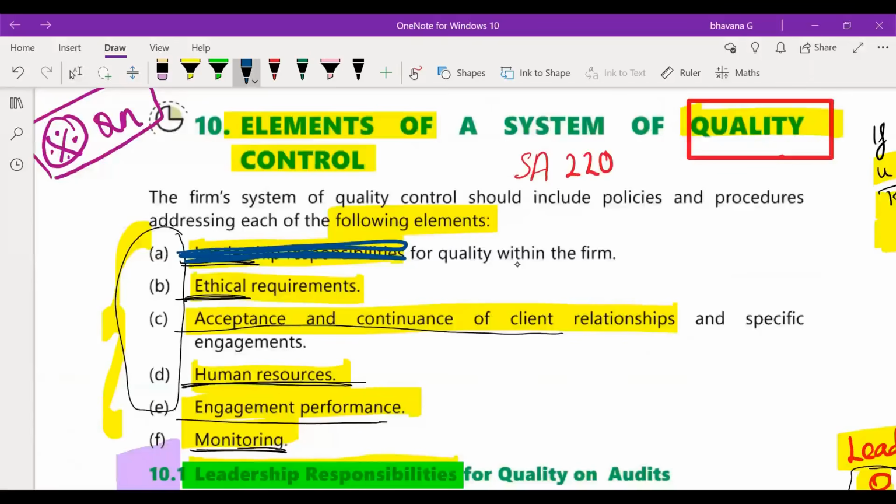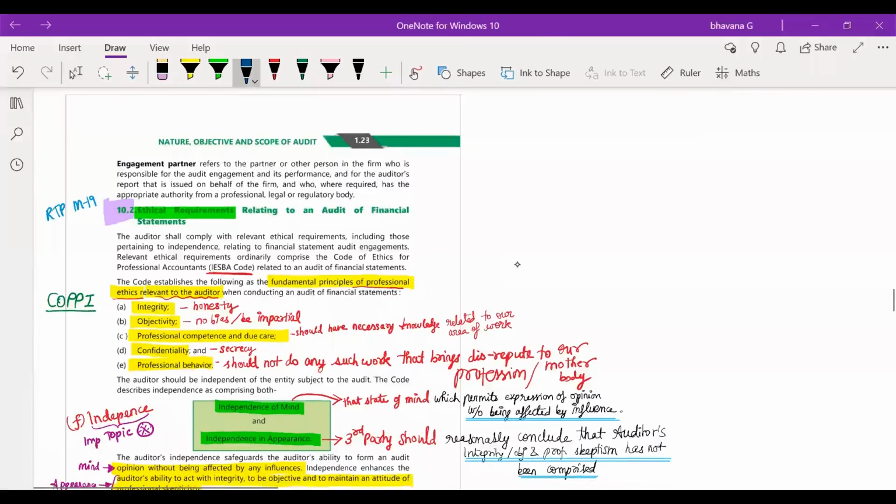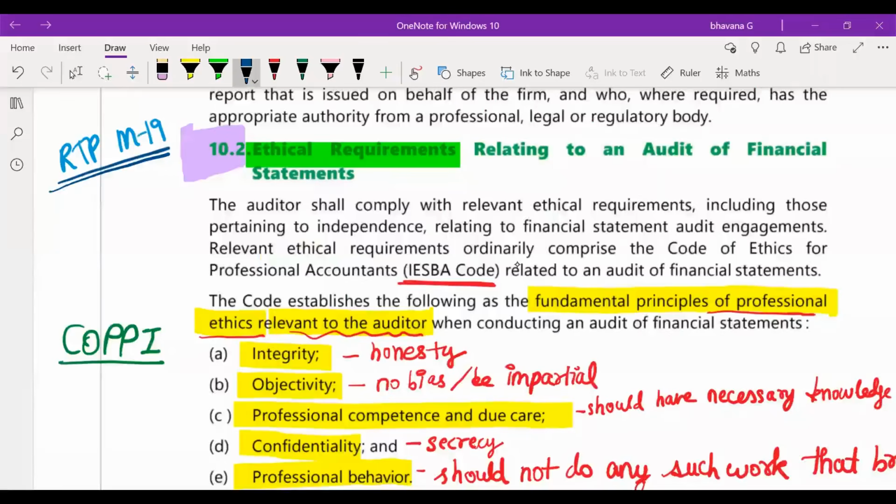Next point is ethical requirements. So this was a question from RTP May 19, guys.